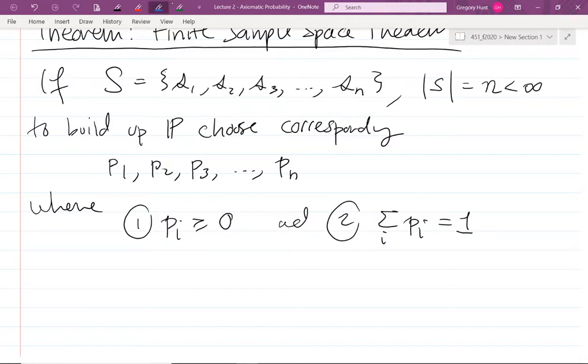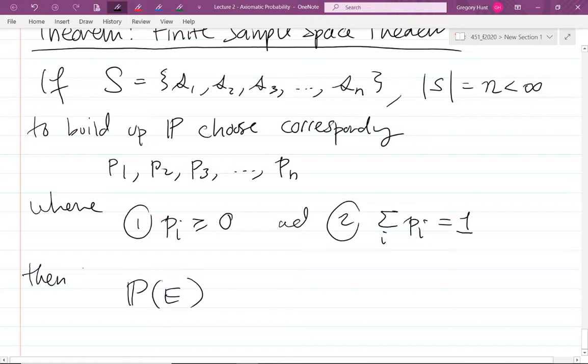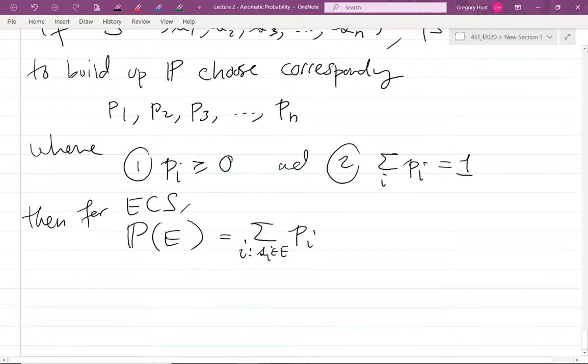Then I can define a valid probability function for any event E. Let's say for some event E in my sample space, the probability of E is just going to be the sum of the corresponding P sub i, where i ranges over all of those i such that S sub i is in my event E. So that's a bit strange of a notation, but it's quite simple. All it says is that I'm going to sum up the P sub i corresponding to the S sub i in my event.